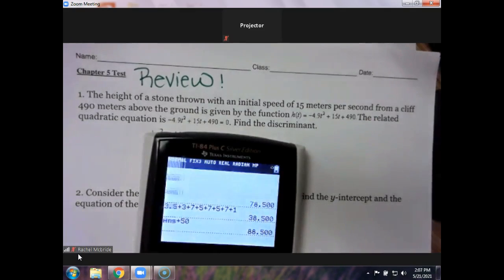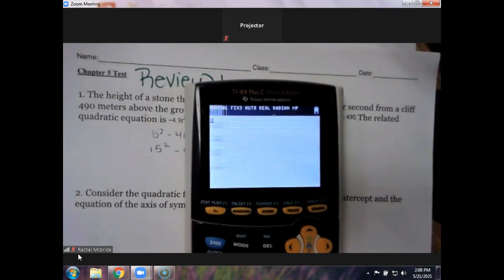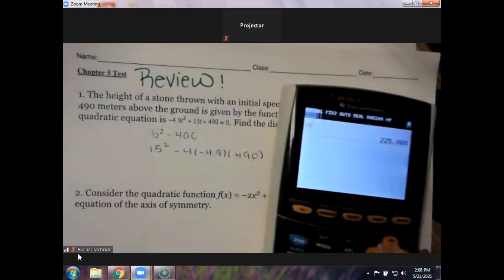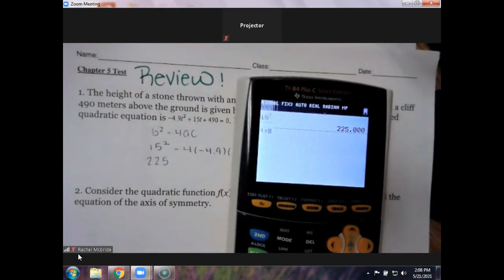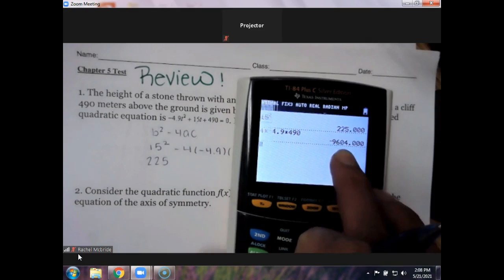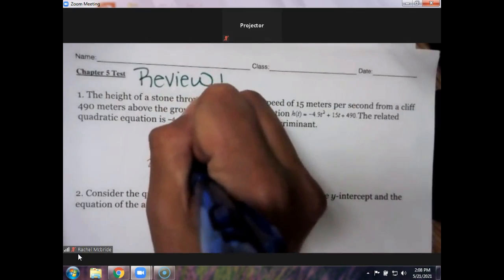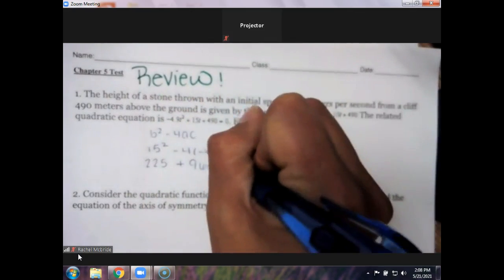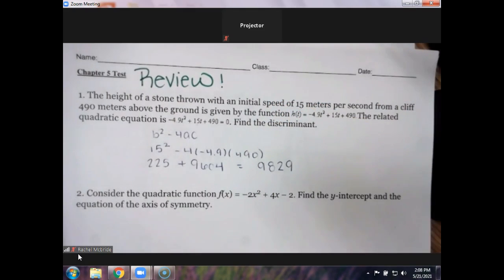I did the quadratic formula. So 15 squared is 225. And then 4 times negative 4.9 times 490 gave you a negative 9,604, but it was minus a minus, so that's a positive 9604, which gave you 9829.